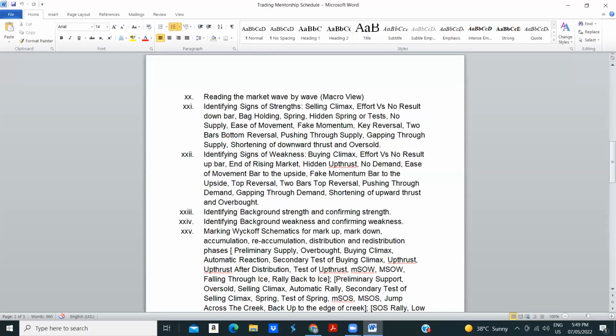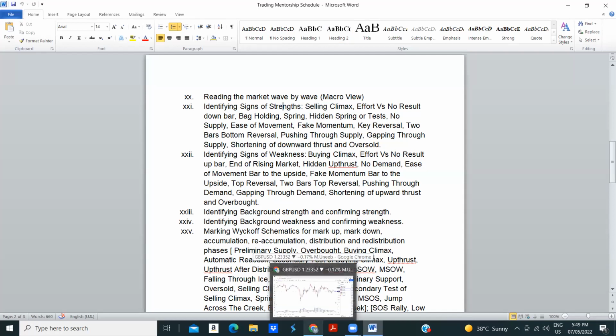Okay, identifying a sign of strength. As I told you before, there are several signs of strength and weakness in the market.